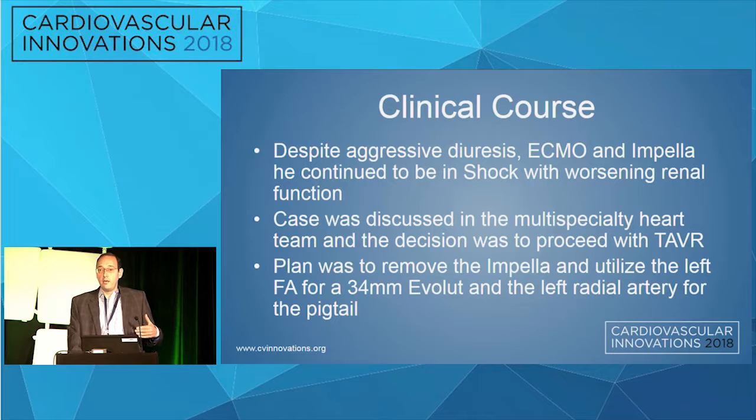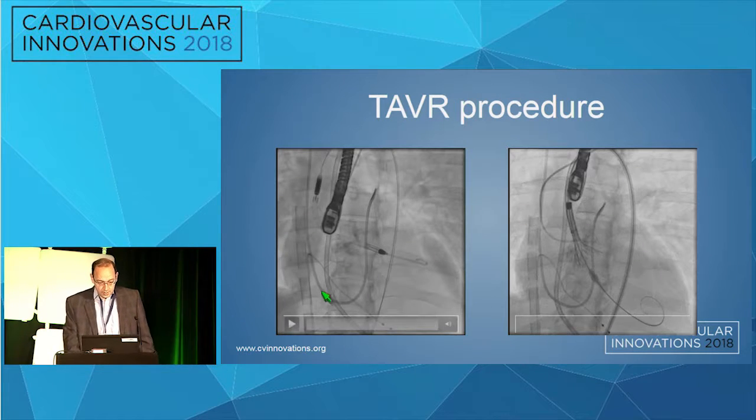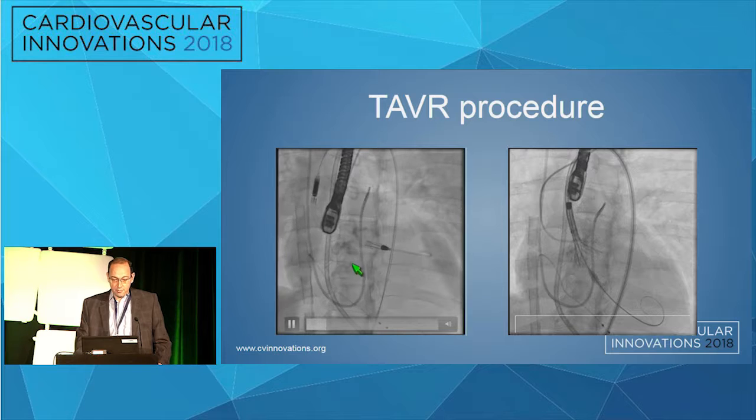So we put the Impella, we decided to watch him again, and despite that, he continued not to do well. He stopped peeing, his creatinine started going up, and we discussed his options, and we decided that we're going to proceed with a 34 millimeter Evolut, and we're going to use the left radial for the pigtail and the Impella site for the valve. So this is the Impella in place.